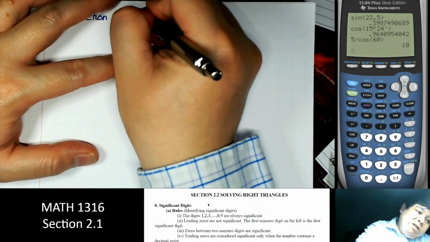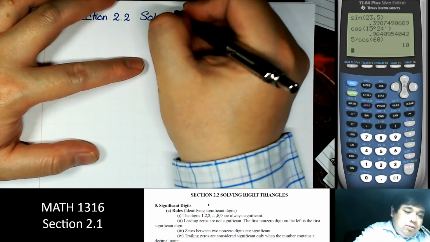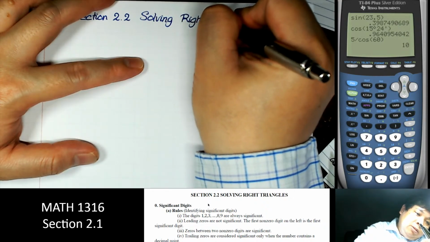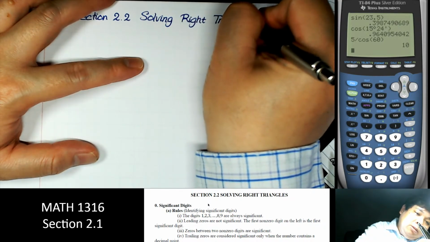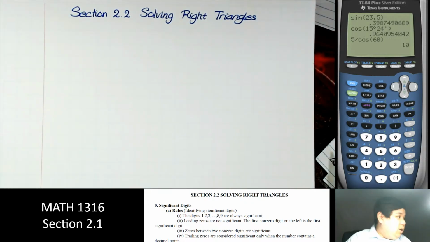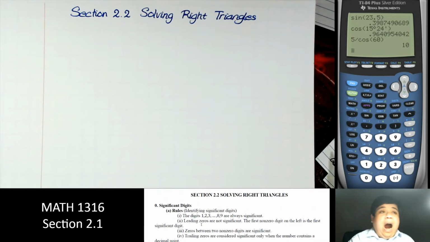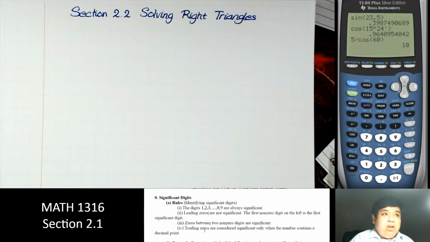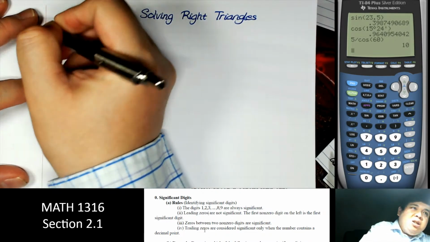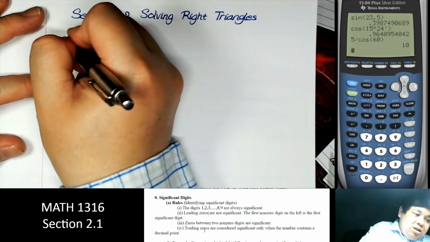Solving right triangles. The first part that we have here is significant figures. I'm sure when you take physics or chemistry, you'll go over this again, but here's the basics about significant figures or significant digits.